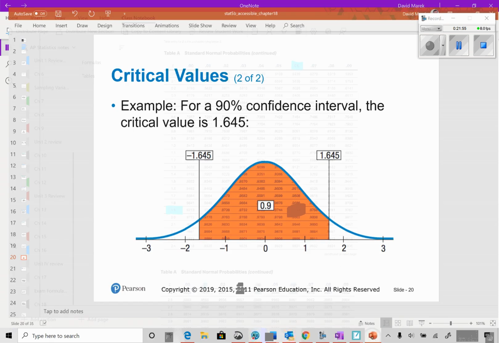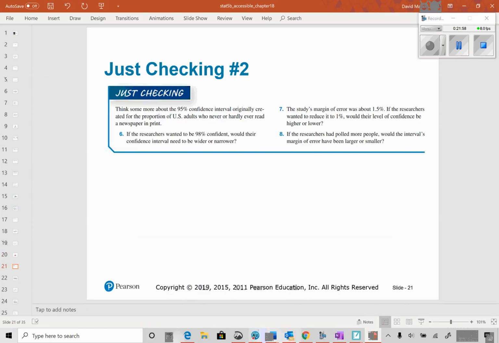So again, if we're at a 95% confidence interval, they're quoting here another Pew Research Center poll that found that 52% of adults reported hardly ever or never reading a newspaper, and they gave a 95% confidence interval with a margin of error of 1.5%. Most of that you can ignore, just for context.